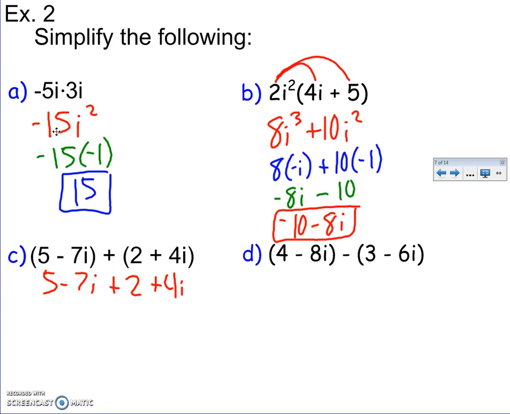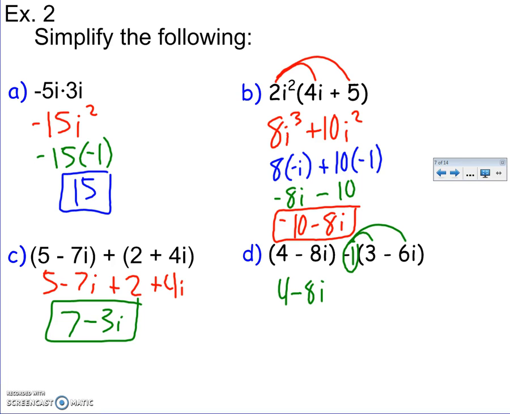Combine like terms. So 5 and 2 go together, 7. -7i plus 4i, that's -3i. And this last one, we're subtracting. Remember, when you're subtracting, there's a -1, you've got to distribute that. So this front stays the same. That's -3, that's +6i. Combine like terms, so 4 minus 3 is 1, -8i plus 6i is -2i.